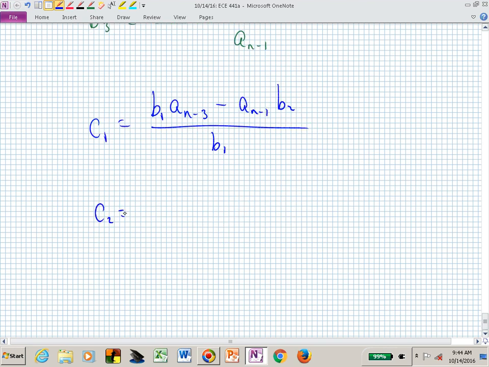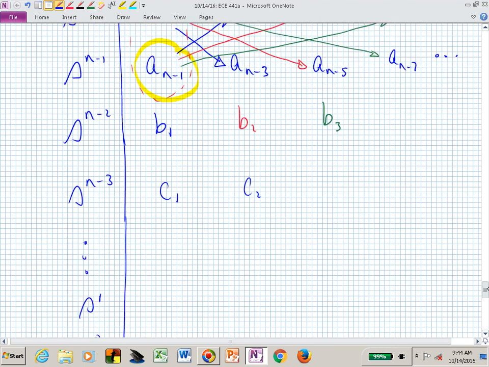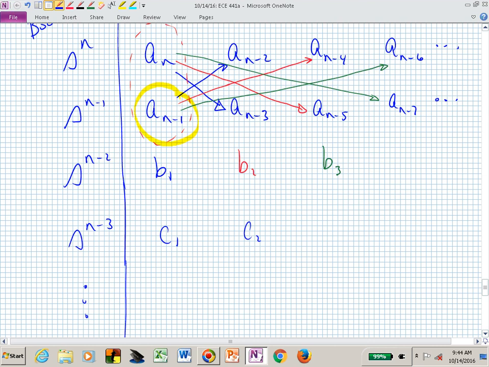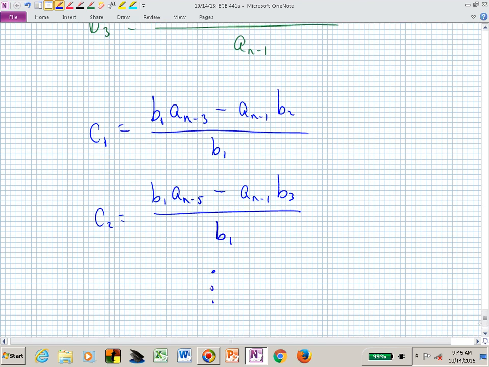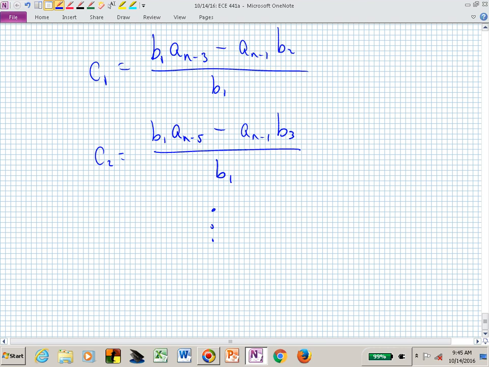Then C sub 2, again you play with the left column two rows above you, so it's B1 and A sub n minus 1, but now you use the column 1 to its right, and you would now have B1 times A sub n minus 5 minus A sub n minus 1 times B3. Is that clear? B1 times A sub n minus 5 minus A sub n minus 1 times B sub 3, again all over B1. And you just keep doing that until you fill up the S to the 0 row, and that's only going to have one element in it. You don't go any further.